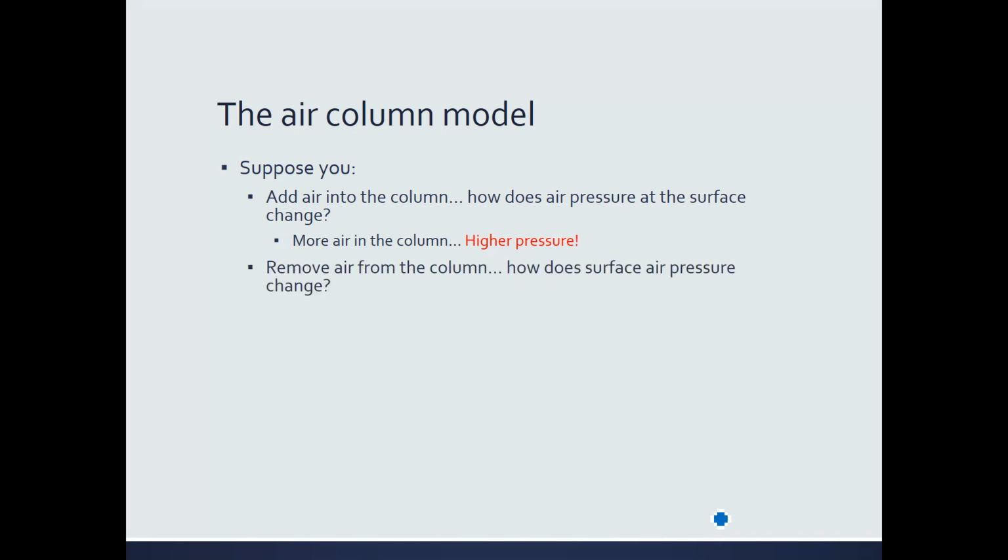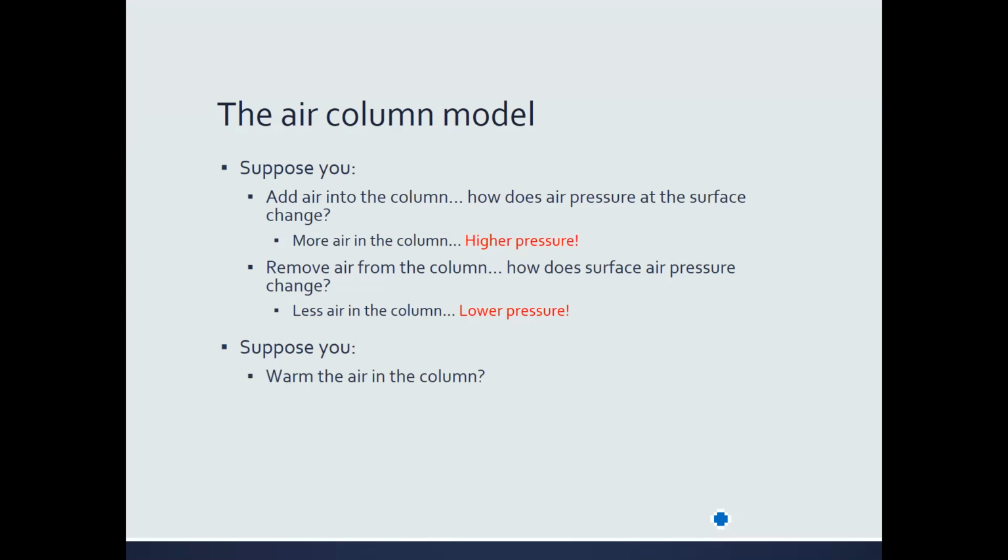Let's suppose instead you ripped off the lid and you took some air out. That would mean less air, less dots, lower pressure. On the other hand, let's suppose that we heated the column up.